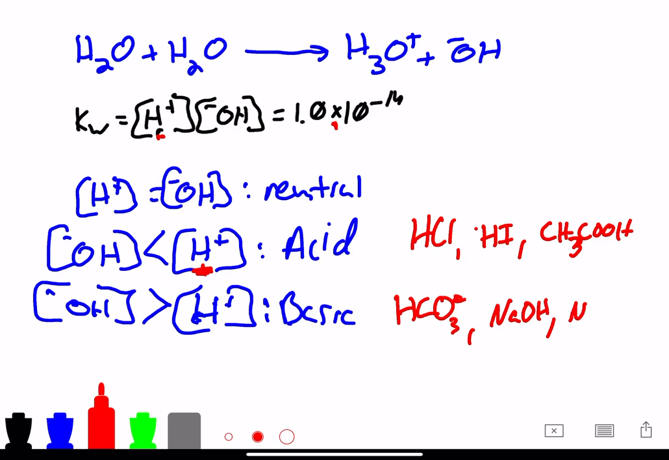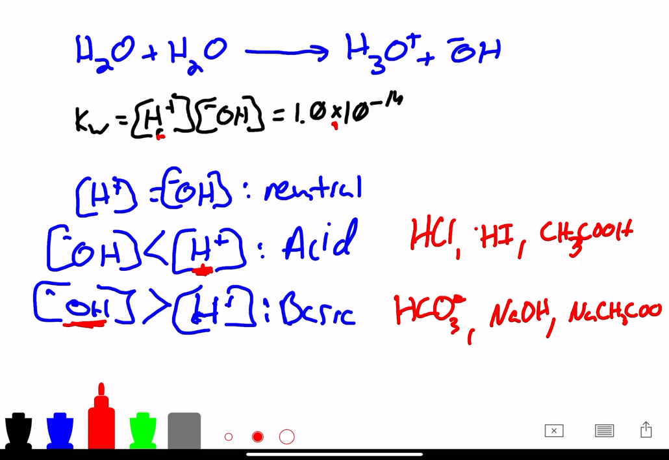Also NaCH3COO. These are our examples of bases, and they're either going to add OH minus directly to the solution, or the addition of them to water is going to lead to the formation of OH minus.